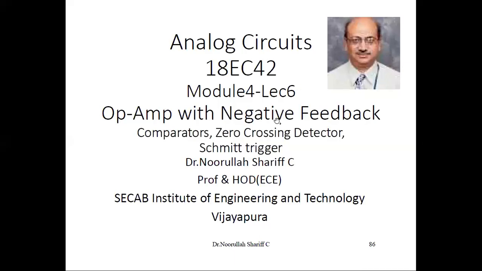So this is Analog Circuits 18 EC42 Module 4 Lecture 6. Op-amp with negative feedback, comparator, zero crossing detector and Schmitt trigger. We'll be speaking in part 1 about comparators and zero crossing detector, and in part 2, it might go to the next session, the Schmitt trigger. Okay, so let us see.